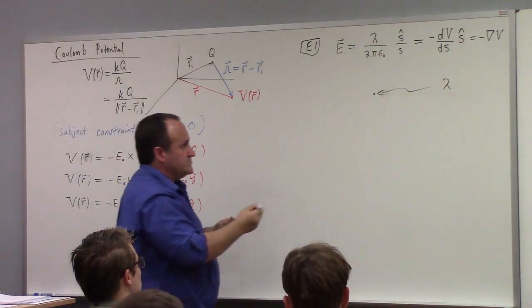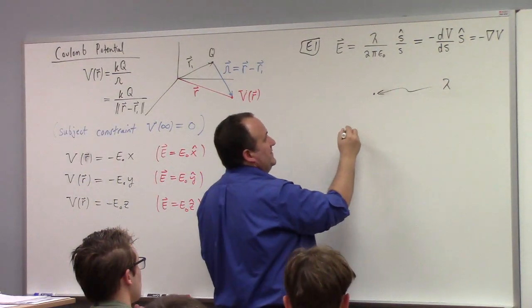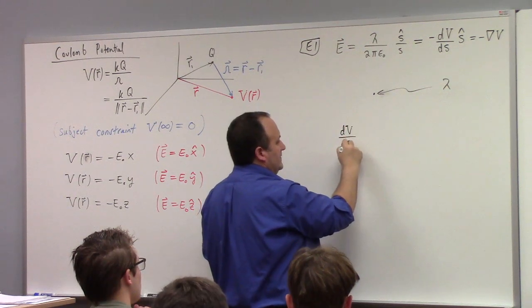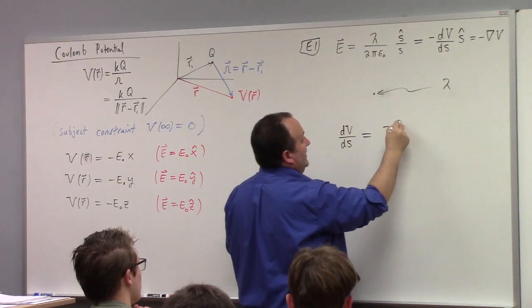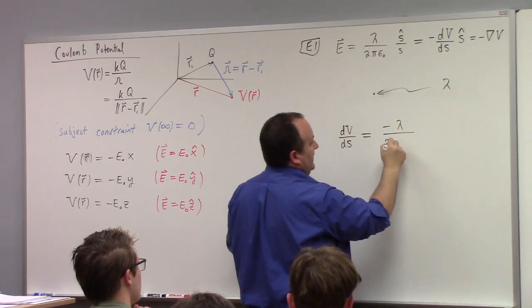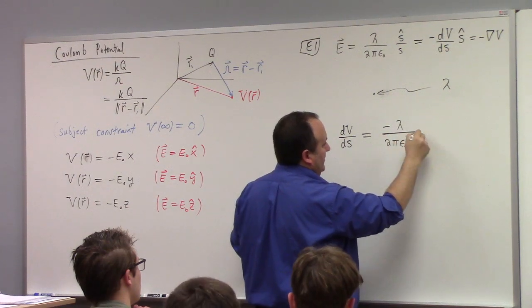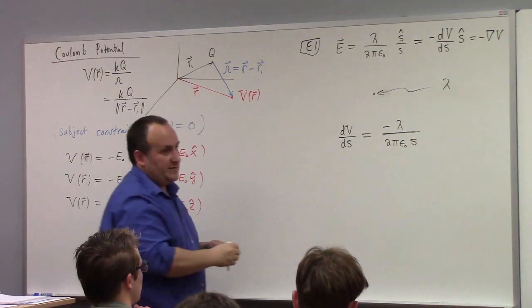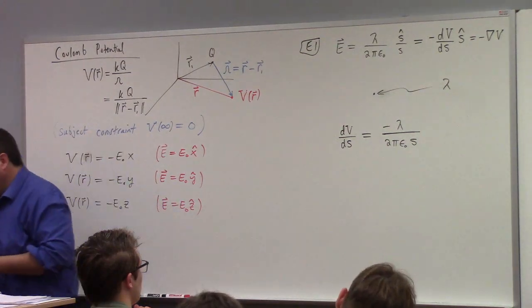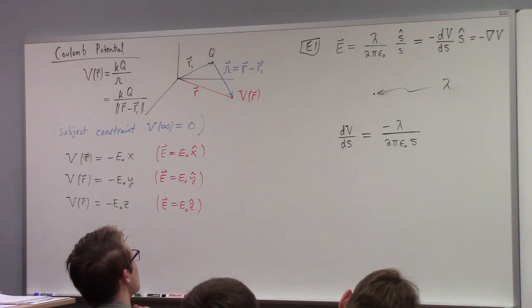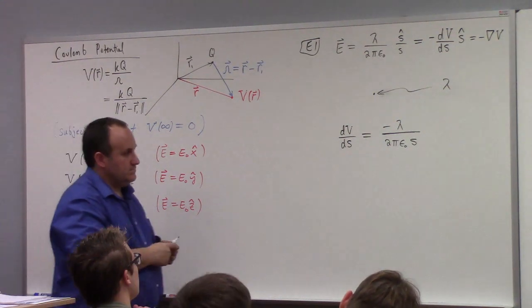More to the point, we need to solve. Let's see if we can solve it. Can you guys solve dV ds equals, say, minus lambda over 2 pi epsilon naught s? We've already talked about this, and I'm not going to go through it again today, but we already know that's the formula for the electric field because we apply Gauss's law to a cylinder about the line. We went through this a couple times. So then what? You guys tell me, what's the voltage function here?